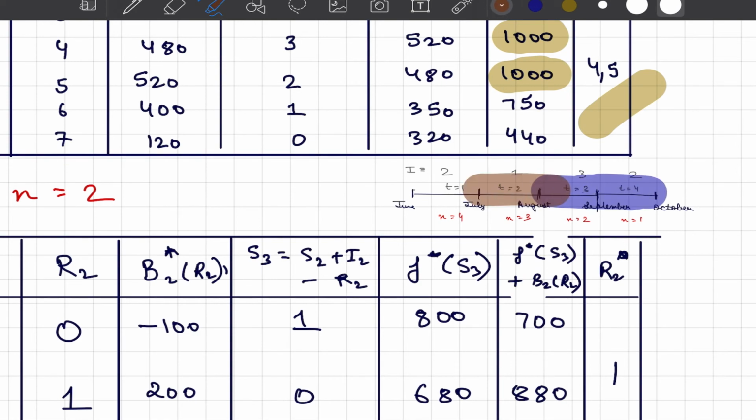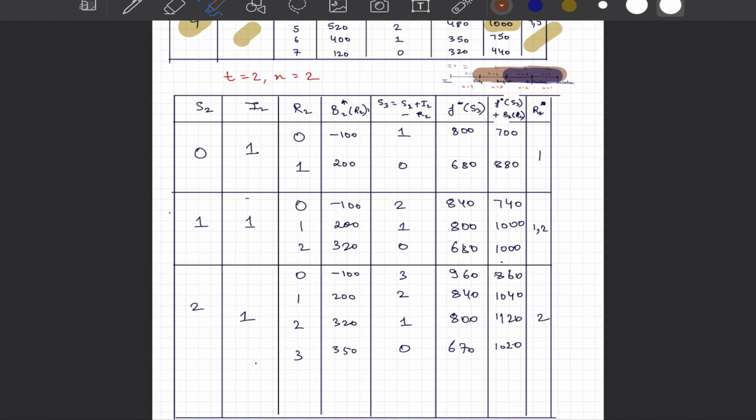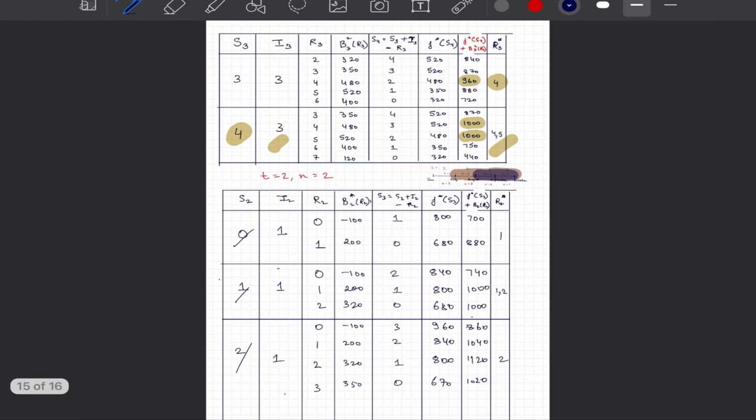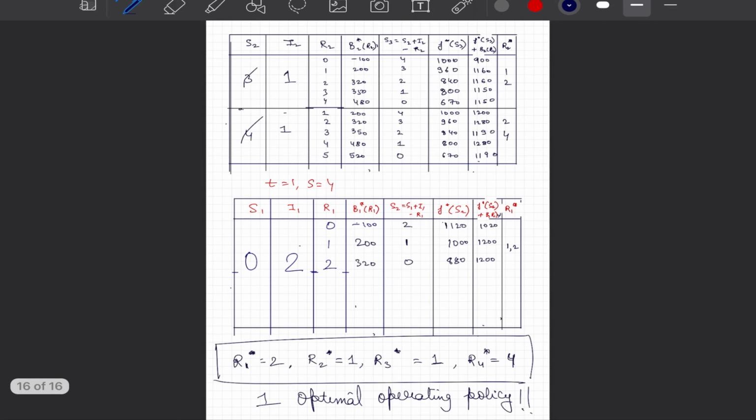Now we move backward and integrate t equal to 2 here. So what we do here, we write S2 equal to 0, 1, 2, 3, 4 as possible states. We know that incoming water is 1 unit. So we know that S2 plus I2 equal to 1. Based on that, release has to be less than or equal to that. When this is 2, release is 0, 1, 2; 2 plus 1 is 3, so 0, 1, 2, 3. When it becomes 4 and 1, 5, so release has to be at least 1 unit. So 1, 2, 3, 4, 5.